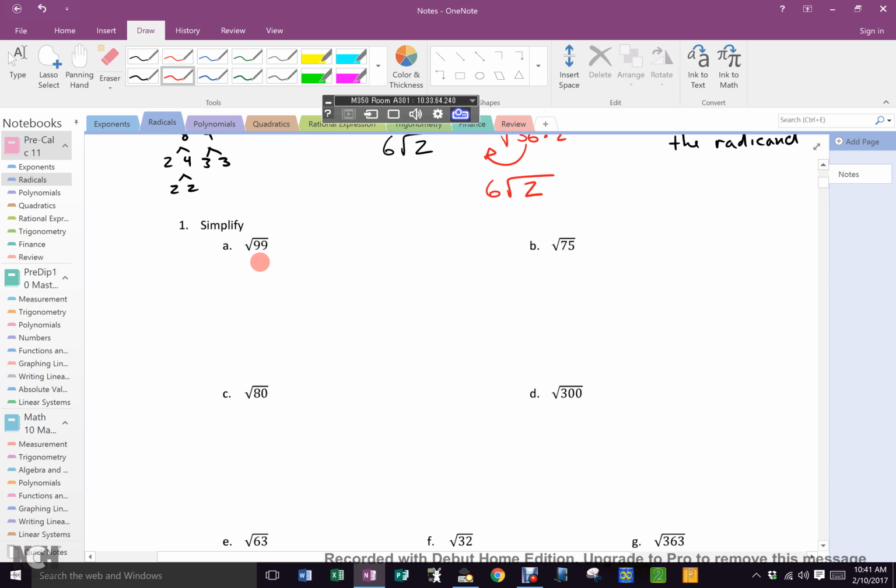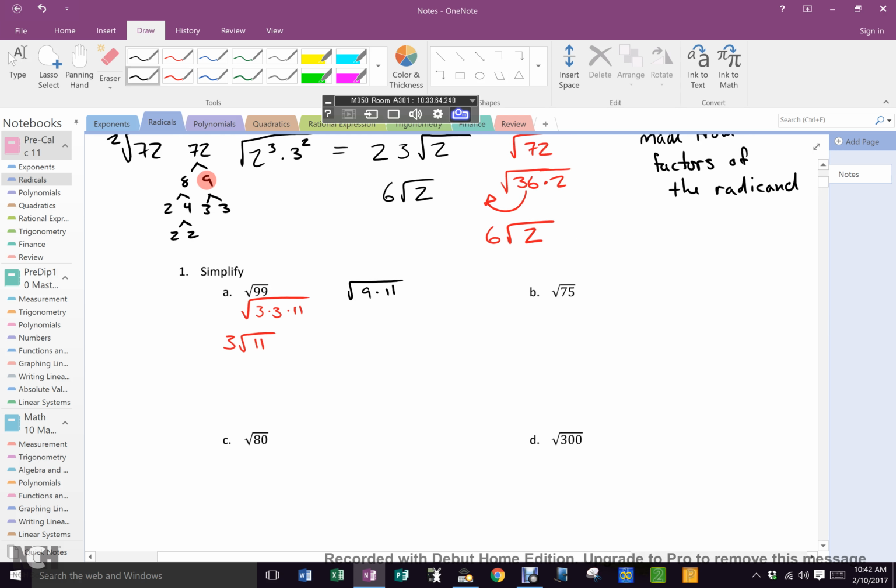So, root 99, that is 3 times 3 times 11, right? Take out a group of 3, 3 root 11. You can also look at that as the root of 9 times 11. Square root of 9 is 3, out comes the 3. Remember, if you can spot perfect squares, you can make this way easier for yourself. You can also use a mix of the two. If you are doing factoring, like a factor tree, and you get to a square, a perfect square, you can stop there, can't you?